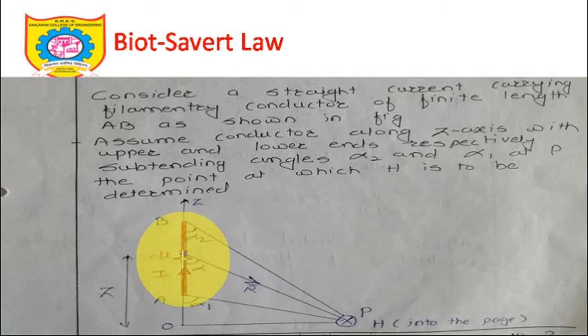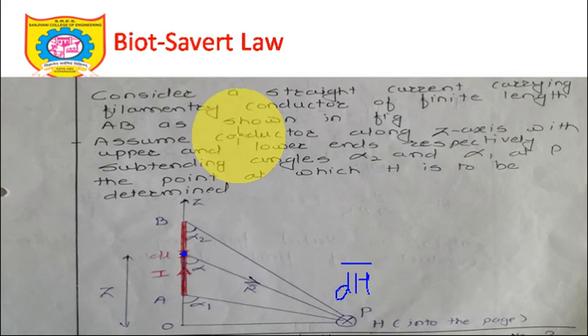We have taken a differential length dl along this conductor and we want to calculate dH bar at this particular point P. Why dH bar? Because it's a differential length. Due to the differential length there will be a differential magnetic field intensity that we need to calculate, and then we will integrate it within the limits to calculate the total magnetic field intensity at this particular point. So consider a straight current carrying filamentary conductor of finite length AB as shown in the figure. So this is the length A to B. Assume the conductor along the Z axis.